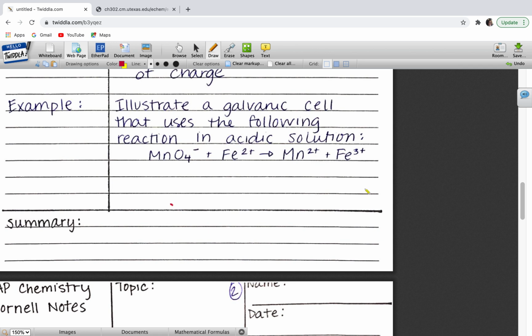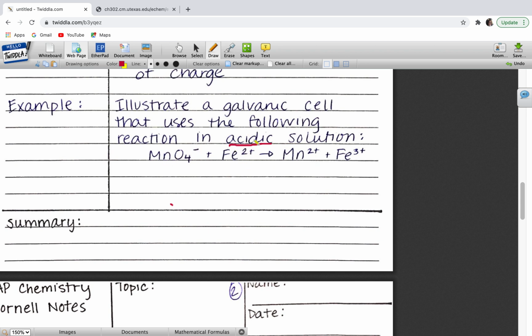Okay, so illustrate a galvanic cell that uses the following reaction in acidic solution. So this is a big idea. We've talked about redox, and we've talked about redox in acidic solutions, so none of this is new. We're just applying it now to a galvanic cell.